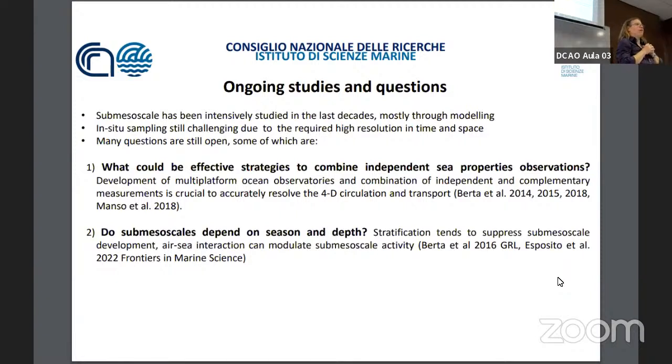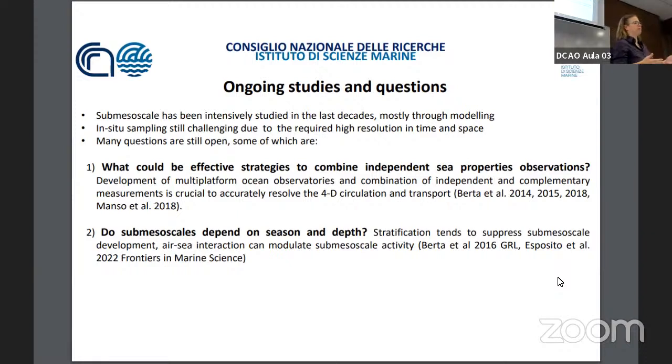So the ongoing studies that we've been working on are based on the observation, since in the latest years, many modeling investigations and studies have been done on the submesoscale, but monitoring submesoscale in situ is still a challenge because of the short scale and short time variability of these features.